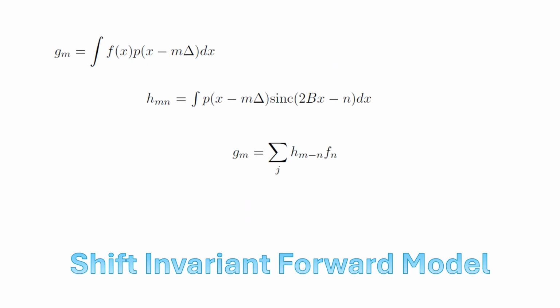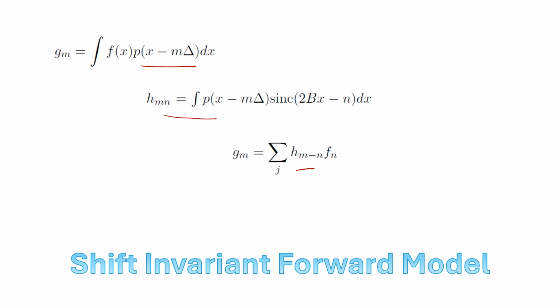Quite often we deal with shift invariant measurement systems, where the pixel sampling function is the same for all pixels. It's just shifted by the pixel pitch, which means our measurement takes the form of a convolution. If we think of this in terms of the matrix coefficients, it turns out the matrix is Toeplitz. The matrix coefficients depend only on the difference between m and n and not on their absolute values.